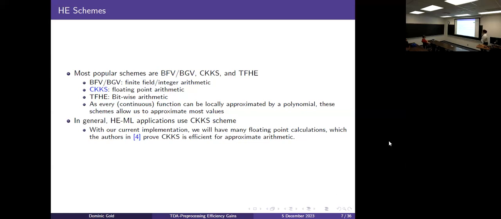Okay, so there are a couple of different schemes that are really popular in the literature right now. The first one that came to prominence was BFV/BGV. The reason there's a slash there is because they're actually very similar schemes. The main difference is where they store the information. One of them stores it in the most significant bits, and one stores it in the least significant bits. But it's the one that first came to prominence, and it works best over finite field or integer arithmetic.